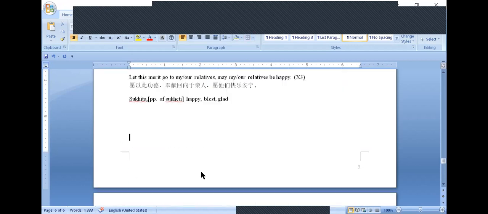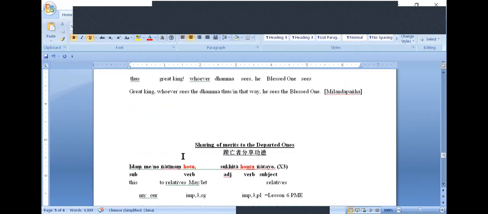You see this tu, and also the earlier one is hotu and hontu. So for sharing of merits, we always use tu and hontu. And remember aham avero homi, and then abyapajjho, then after that sukhi hontu. Hontu, or this tu, always refers to a wish. All these are imperative mode.